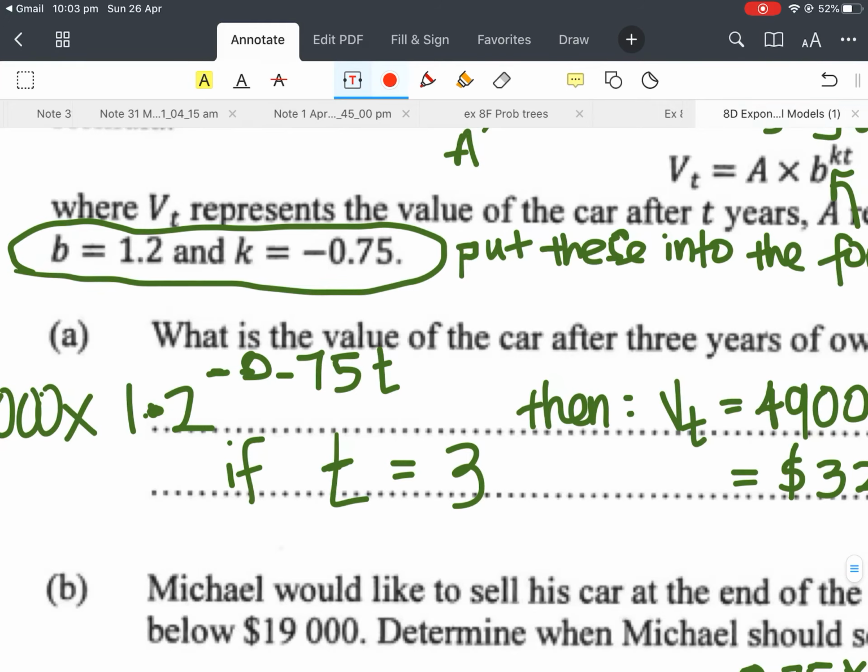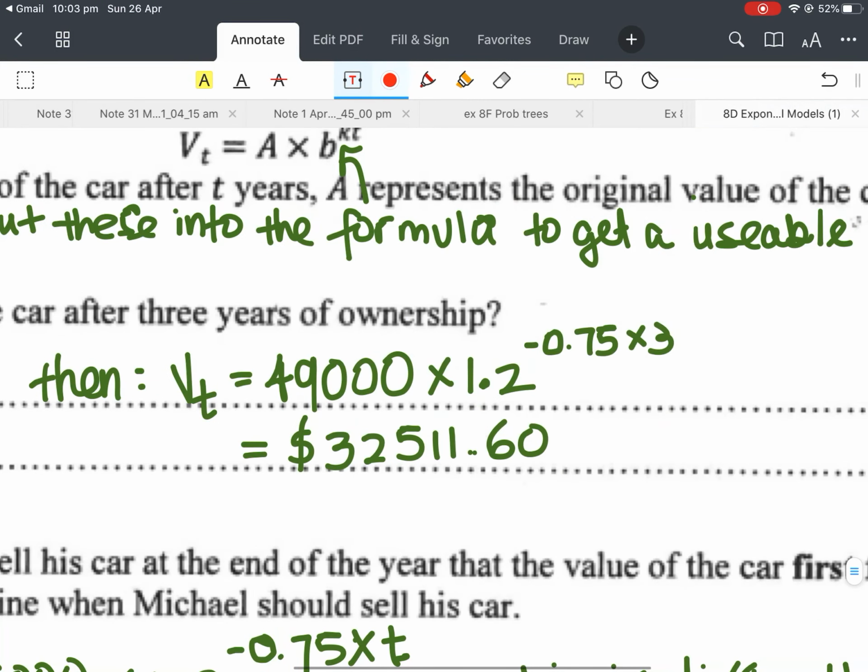All right. So question A actually gives me another number. It says, what's the value of the car after 3 years? So I know that t is now 3. So in my formula, I am going to use everything that I just used: 49,000 times 1.2 to the power of negative 0.75 times 3.